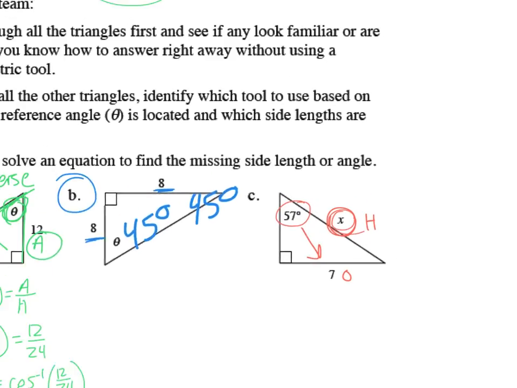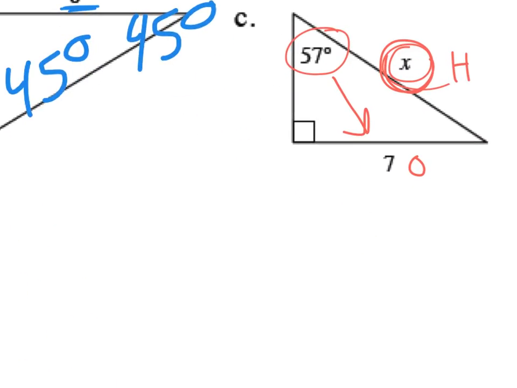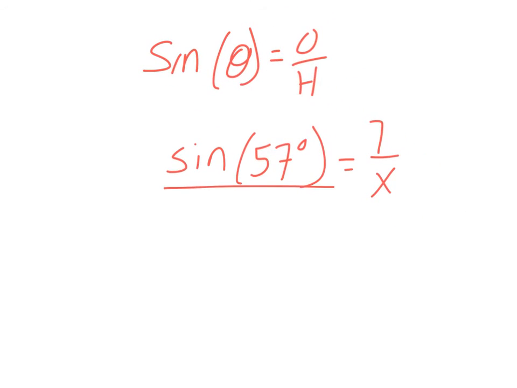So what ratio uses opposite and hypotenuse? That would be sine. So I'm going to set up an equation using sine. The sine of theta is equal to the opposite over the hypotenuse leg. So I can say then that the sine of 57 degrees is going to be equal to 7 over x. And so now we go back to solve like we've done the last couple of days. Put this over 1, cross multiply. We're going to be left with 7 equals x times the sine of 57 degrees.